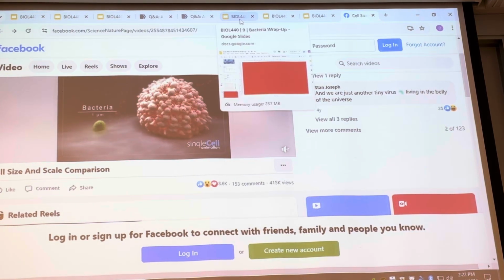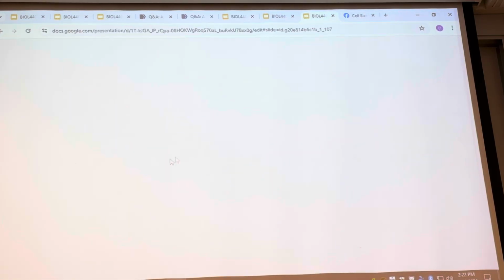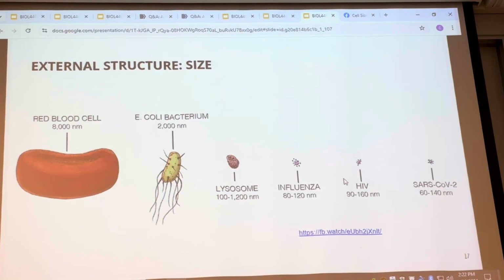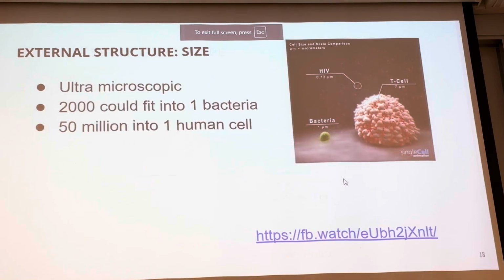Where was I? Here. Okay. So they're ultra microscopic. 2,000 could fit into one bacterial cell. 2,000. 50 million could fit into one human cell.